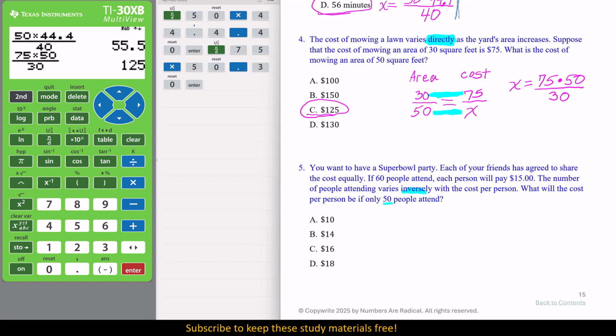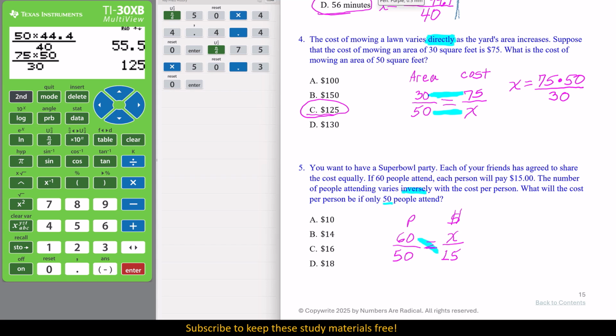Okay, so you're going to have people, I'm just going to say P, and then you need cost. Okay, and I got my equal. Let's set this up. So we're saying 60 people, and then what if it's 50? Now remember, if it's inversely, then the cost has to go across. So it has to be an inverted situation. Okay, so then we know for 60 it's 15. Then our x would go above that.